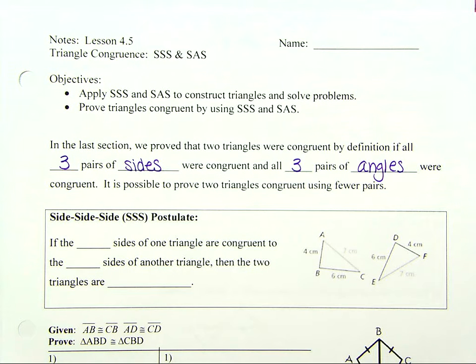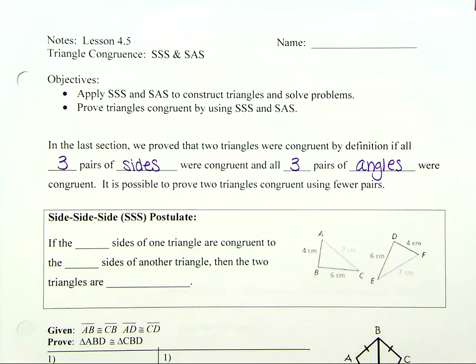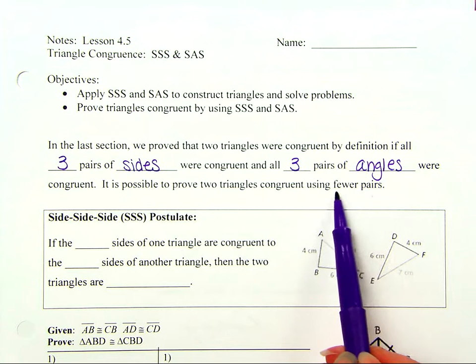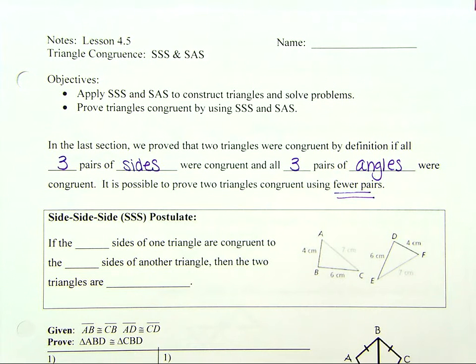In lesson 4.5, we are going to be talking about triangle congruence. In the last lesson, we proved that two triangles were congruent by definition if all three pairs of sides were congruent and all three pairs of angles were congruent. Today, we're going to talk about the fact that it's possible to prove two triangles congruent using fewer pairs. In other words, today we're going to talk about some shortcuts.